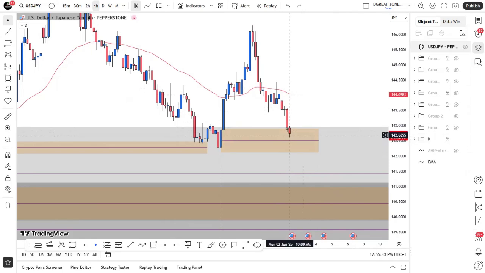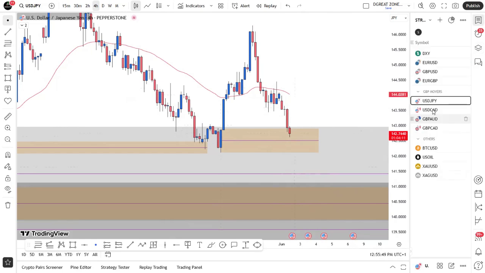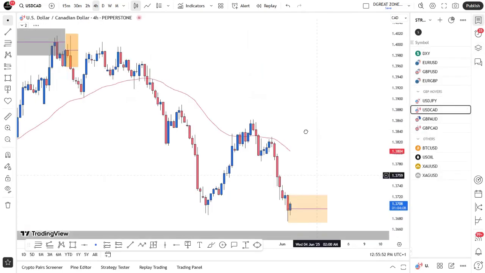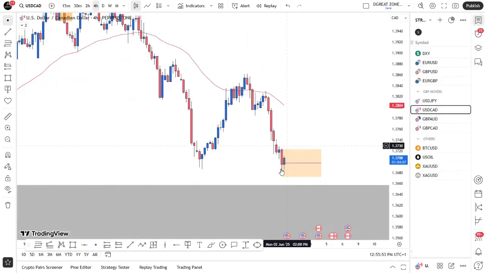Let's wait for that bullish pressure on the 4-hour time frame, a clear indication that buyers are coming to the market to take price to the upside. So USD CAD, the same thing. We're also waiting for that bullish pressure.